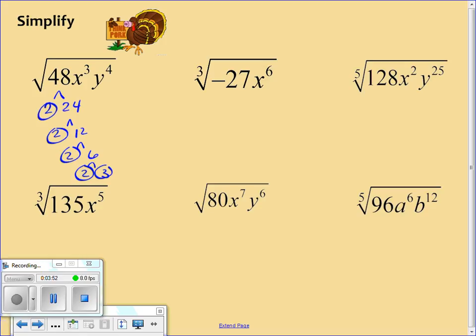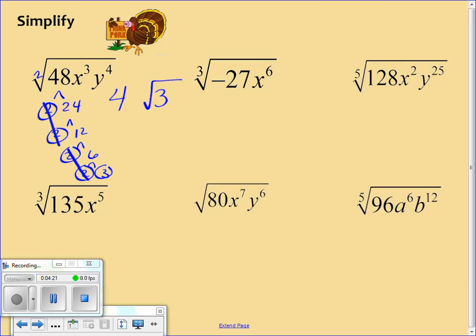Right, but why pairs? Why not groups of 3? It's a square root. What's the index here? 2. So I'm looking for groups of 2. So there's a group of 2. And there's a group of 2. So we have 4. We have a single radical 3.